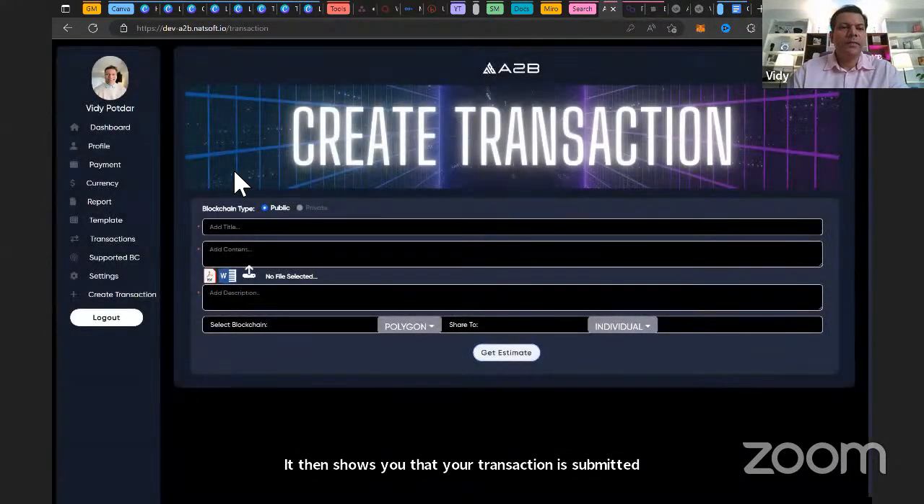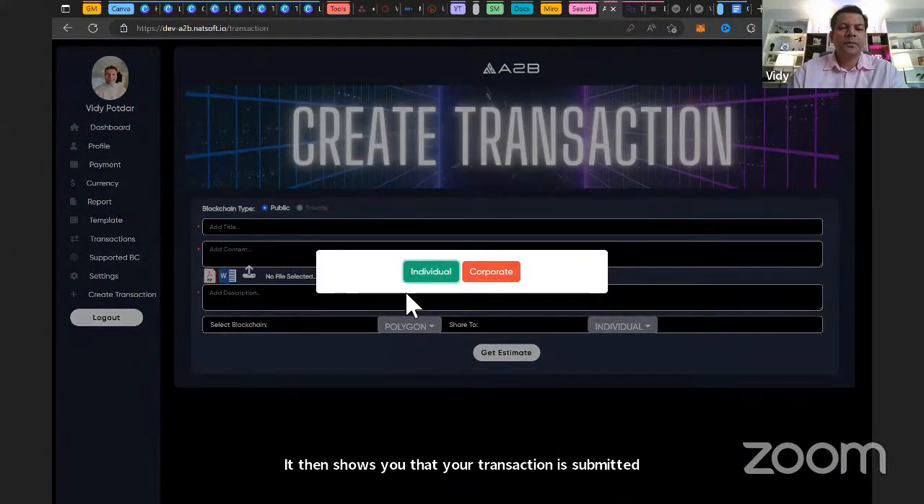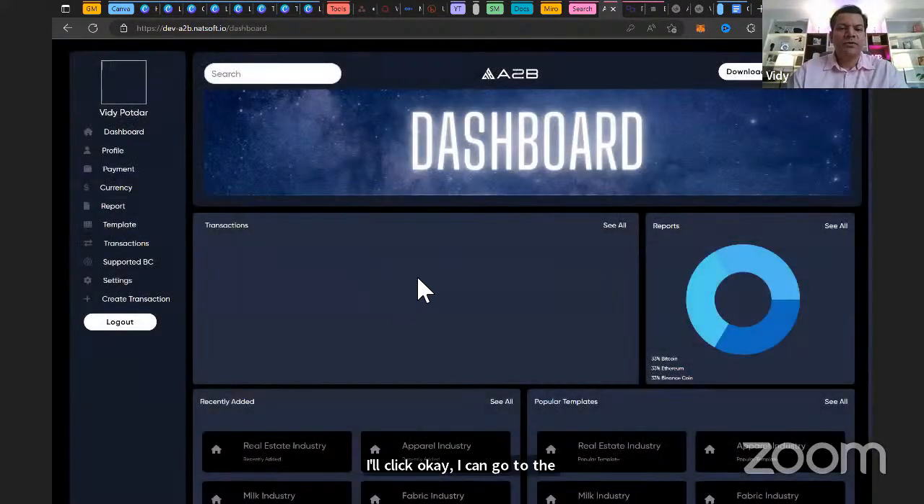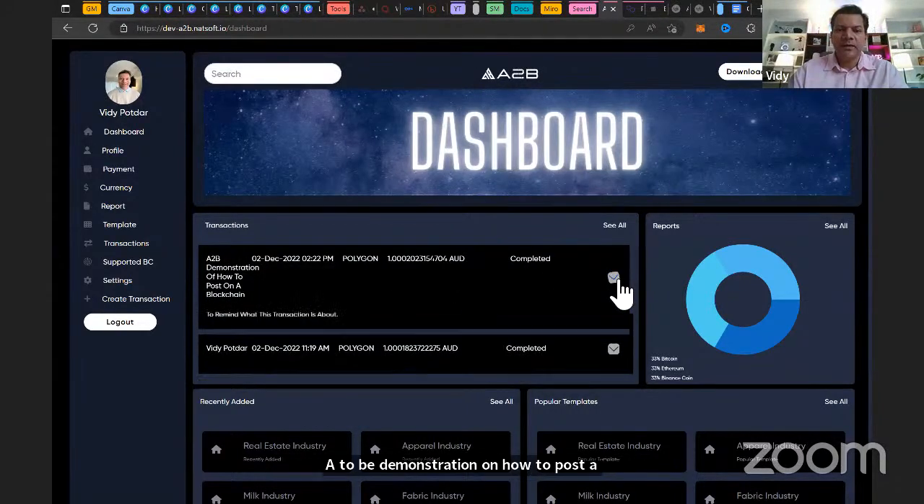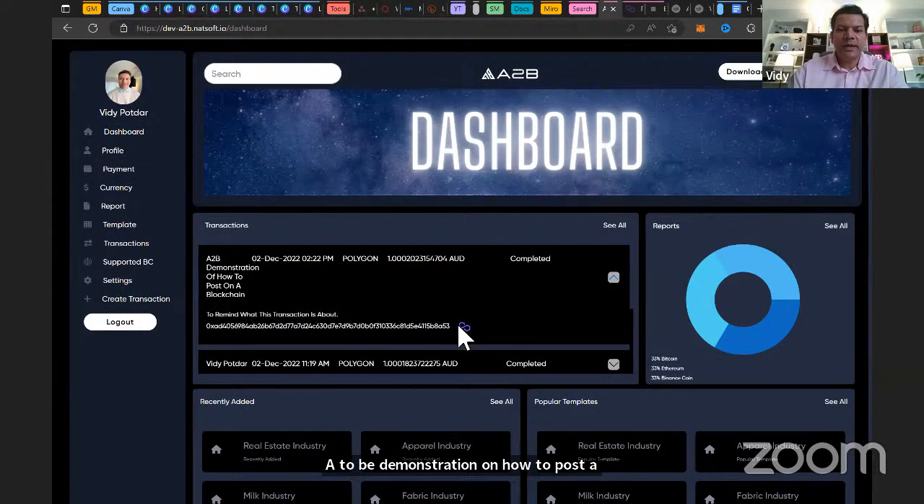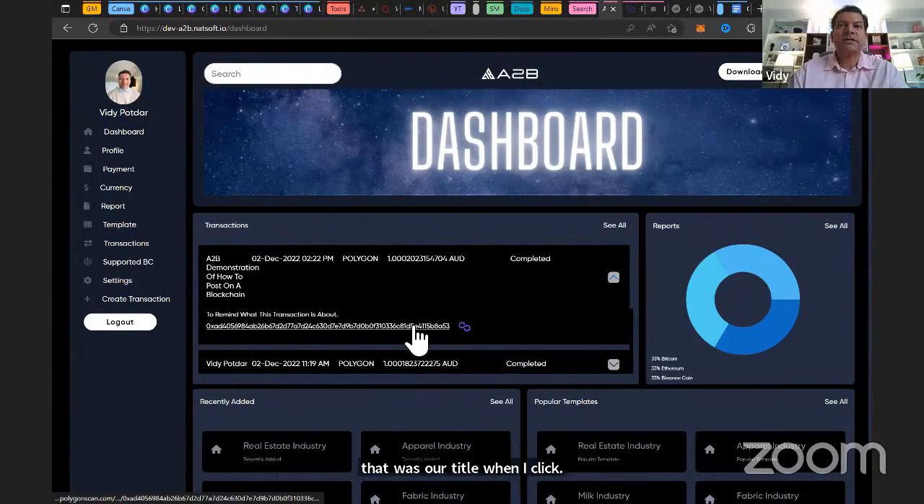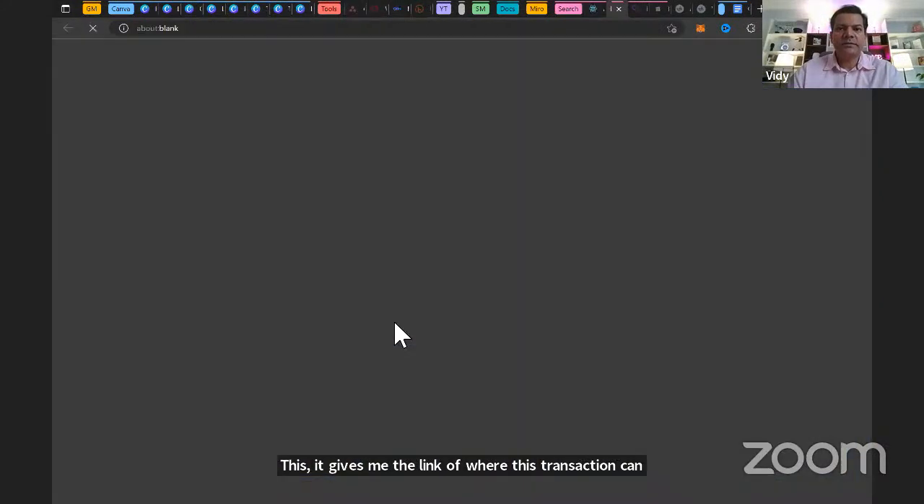I'll click OK. I can go to the dashboard, click individual. And here you can see the transaction, it says it is completed. A2B demonstration on how to post a blockchain. So that was our title. When I click this, it gives me the link of where this transaction can be verified on the Polygon blockchain. So I click this.